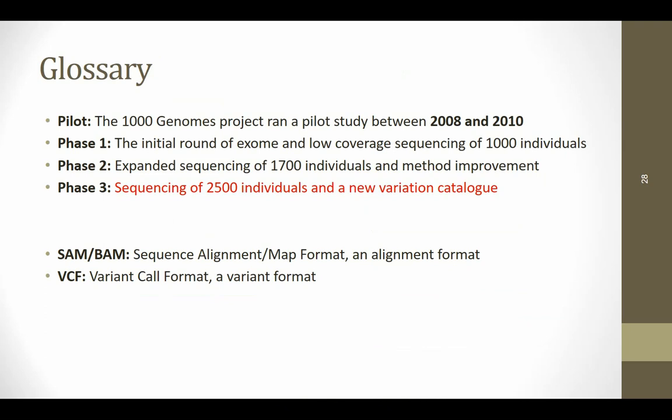Two words on history. The project ran until 2013, and it was broken into 3 phases. Phase 1 was the initial round of exome and low coverage sequencing. Low coverage means only enough to know what's going on, of 1,000 individuals. Then phase 2 had no very important addition, but phase 3 ended up having over 2,500 individuals and created the new catalog.